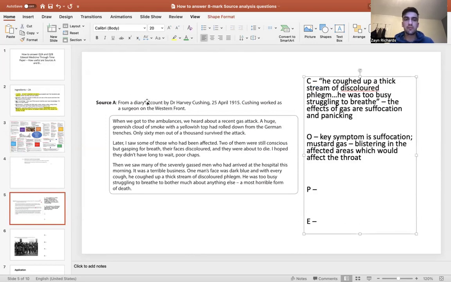Then I need to consider the provenance of the source. For that, I'm going to be thinking about the caption. So that's a diary account by Dr. Harvey Cushing. Cushing worked as a surgeon on the Western Front. If you can, you always want to think about one reason why it's very useful and one reason why it's not fully useful. Remember, we never say the source is not useful. We might say that the provenance is limited in its utility. So the good thing about this provenance is that it is before the introduction of gas masks.